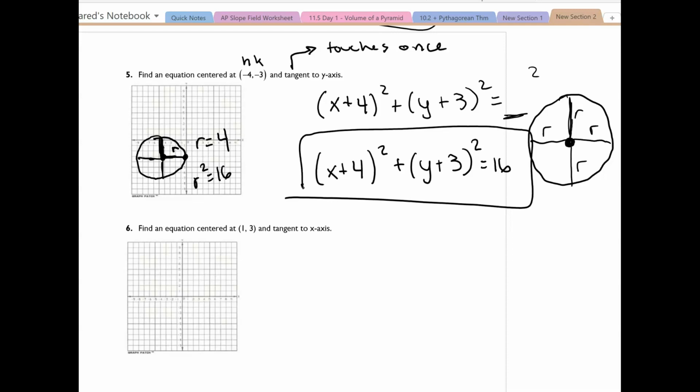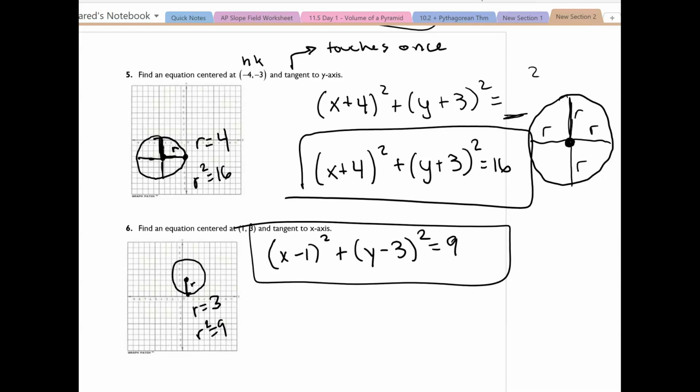Now, number 6 is very similar. Please try that one on your own. Pause your video, do that one. I'm going to draw my answer, come back in a moment, and we'll get this done. All right, welcome back. Hopefully this went okay. We had our h and our k provided for us. X minus 1, we're back to our minuses. Quantity squared plus y minus 3 squared equals 9, because if you counted correctly, the radius should be 3, and r squared would therefore be 9.